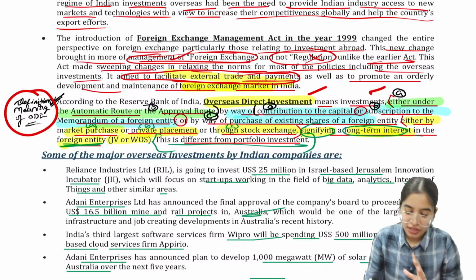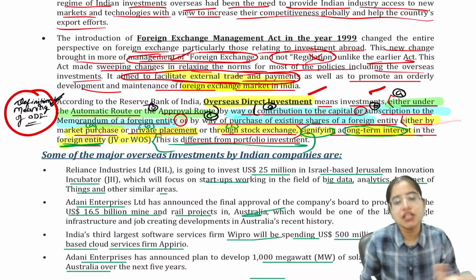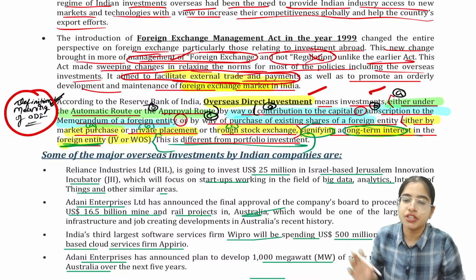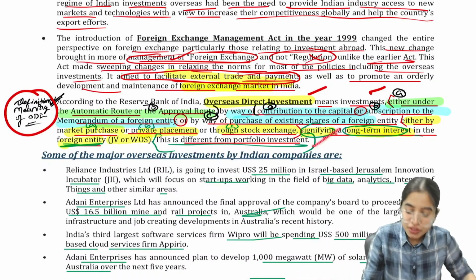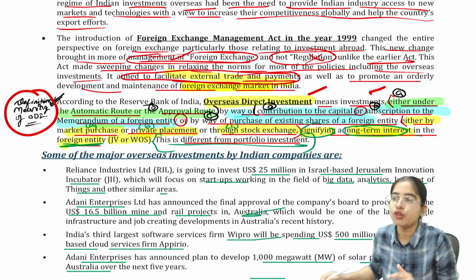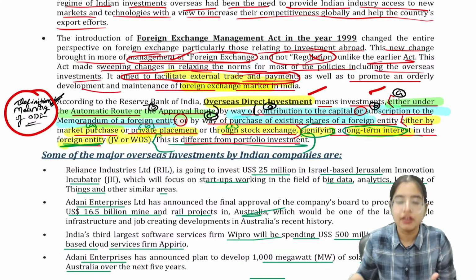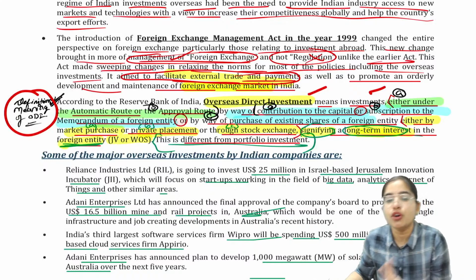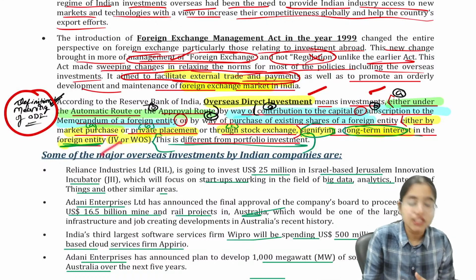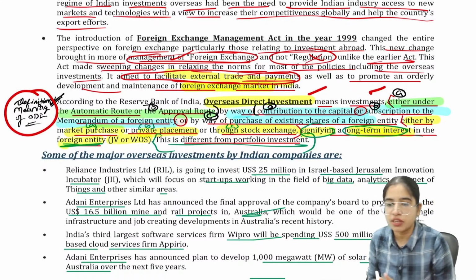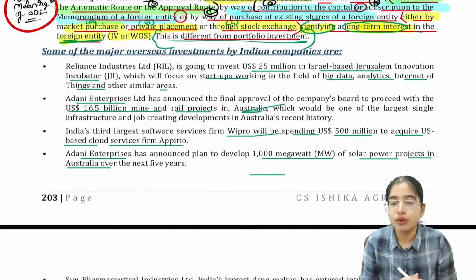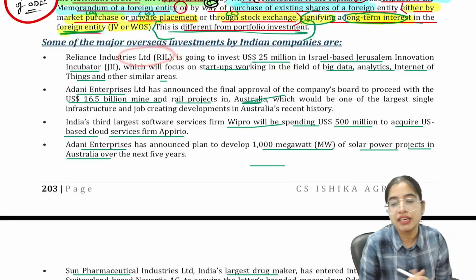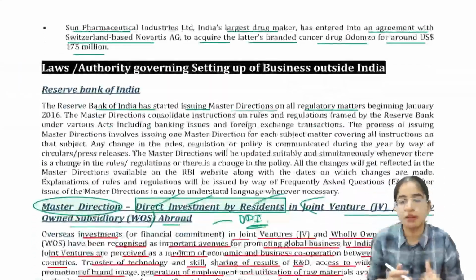This I taught you. Either by market purchase, doesn't matter, you purchase shares either by private placement or public offer or market purchase, doesn't matter, which signifies long term interest. It's not like you are doing trading, you are investing that money for a long term benefit by forming either a joint venture company or a wholly owned subsidiary company. So this is the definition of ODI. Some examples of ODI were given of the big Indian tycoons like Reliance Industries, Adani, Sun Pharma, etc.